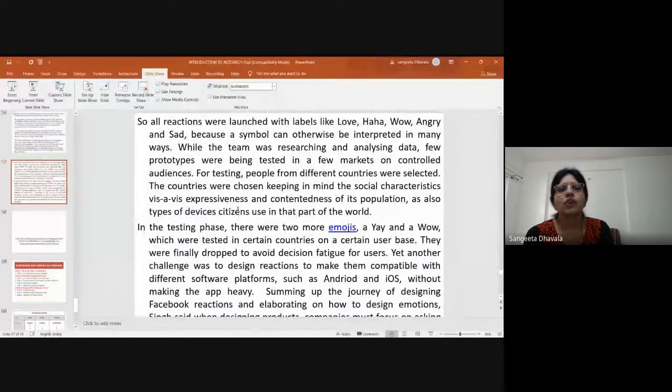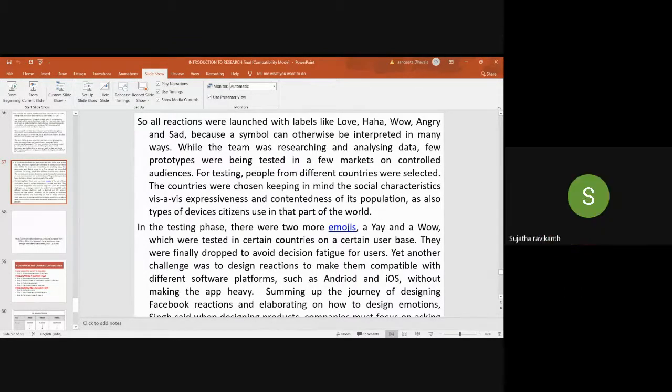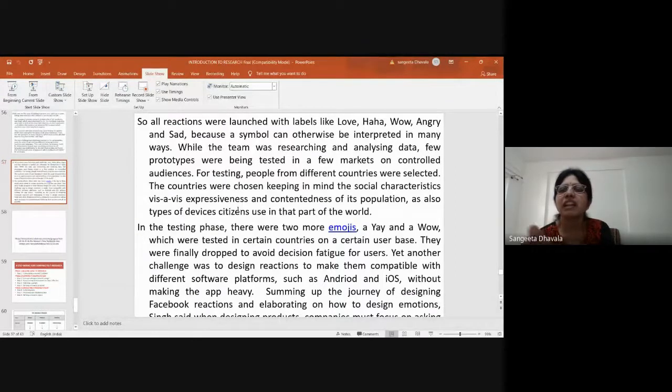Okay, so all reactions were launched with labels like love, haha. I think all of you are familiar with the emojis that we see on Facebook. Yes, ma'am. Yeah, because a symbol can otherwise be interpreted in many ways.